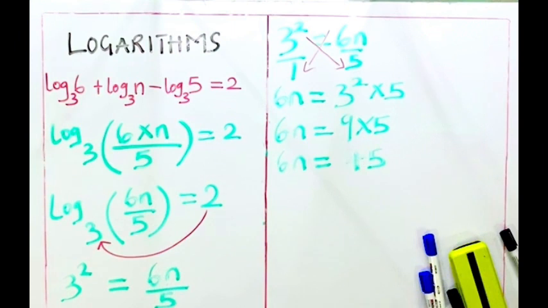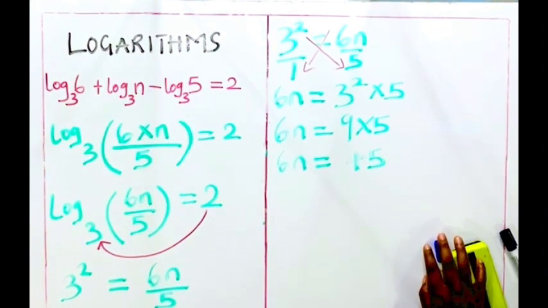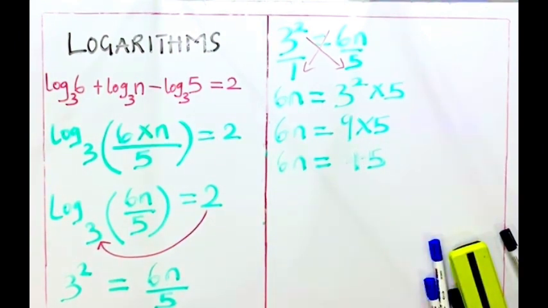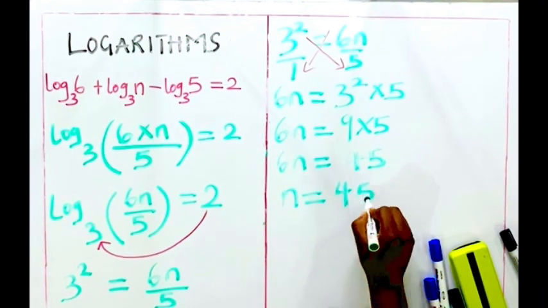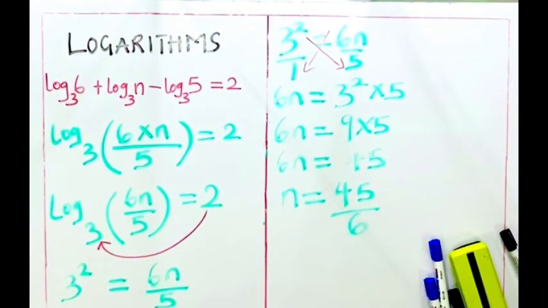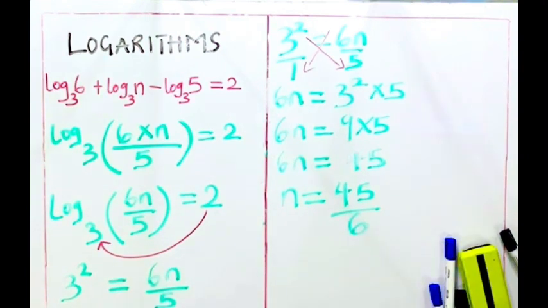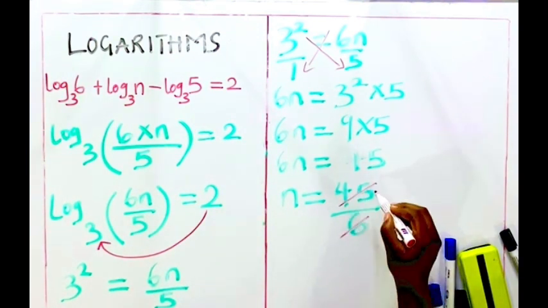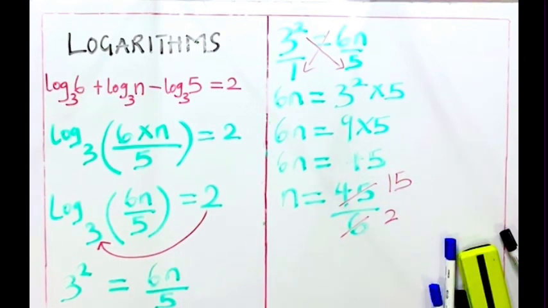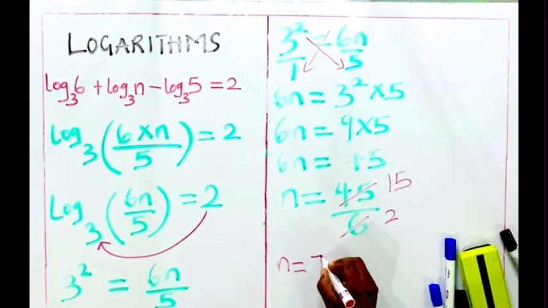6n equals 45. To make n the subject of the formula, n equals 45 over 6. And when you divide this further, 3 into 6 is 2, 3 into 45 is 15. 15 divided by 2, you have your answer to be 7 whole number 1 over 2.